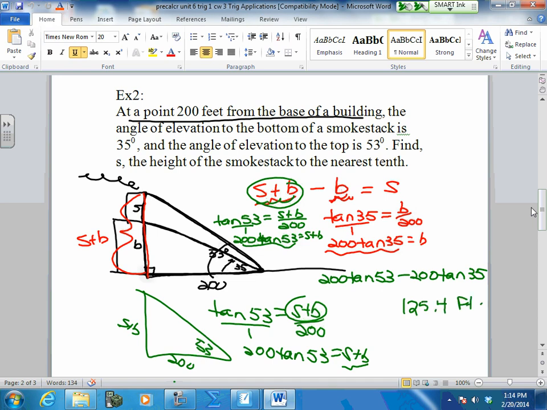This is feet. So we found the height in feet of the smokestack, which is pretty big for a smokestack, isn't it? Pretty big. 125 feet. I think that sounds pretty big. Okay. That's huge. Yes.